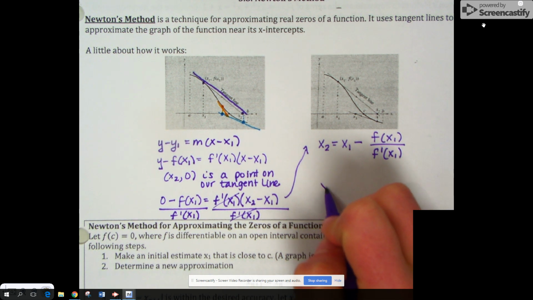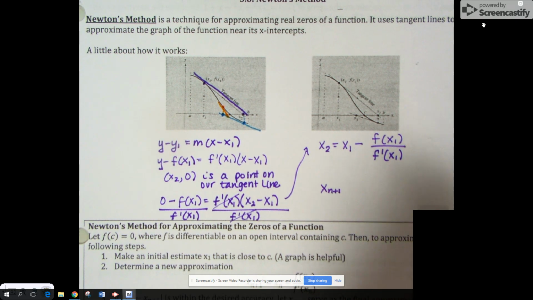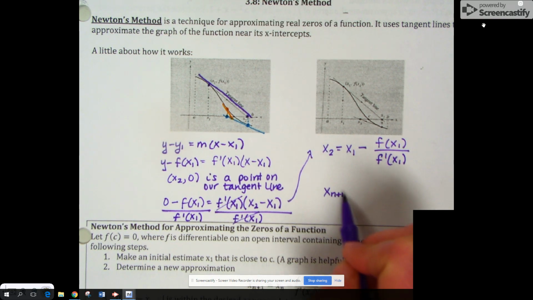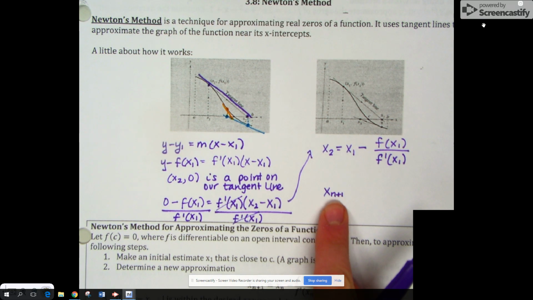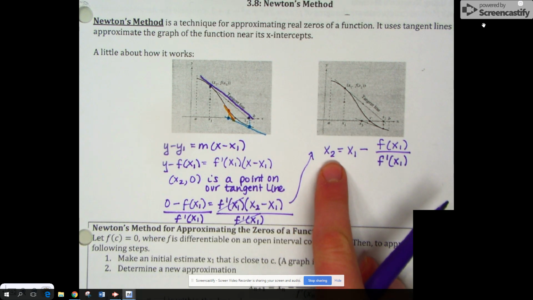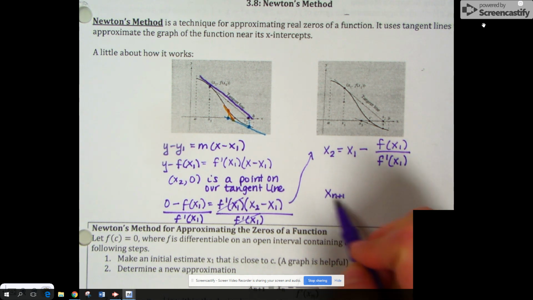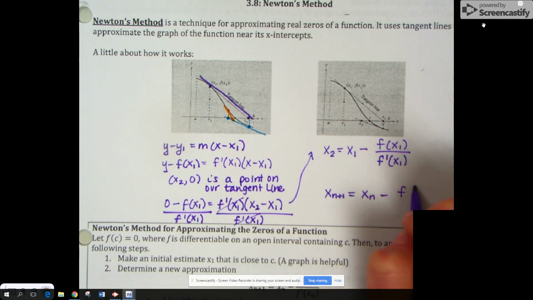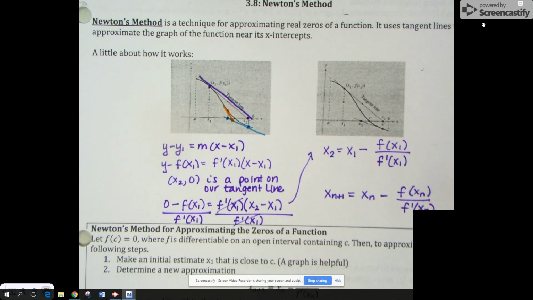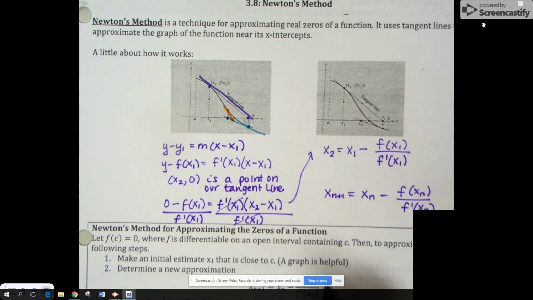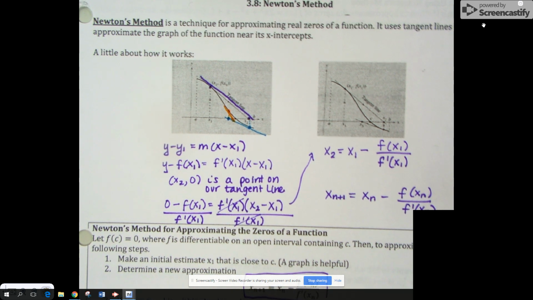We can write the equation for this as x sub n plus 1. So the n plus 1 means the number of times you've done the process. We notice here x2 was after the first process, x3 would be after doing it twice, and so on. So x sub n plus 1 is equal to x sub n minus f of x sub n over f prime of x sub n. And so that's our formula for Newton's method.